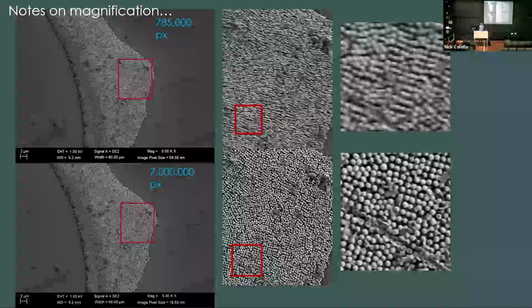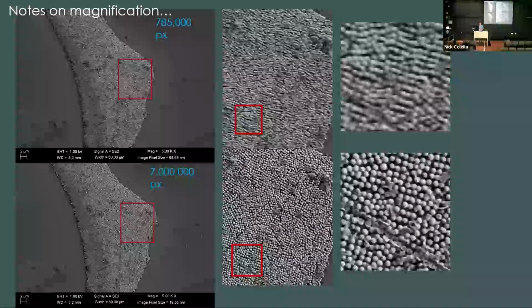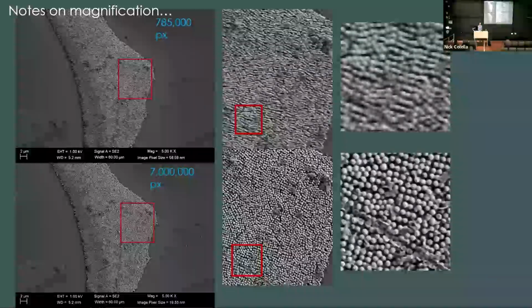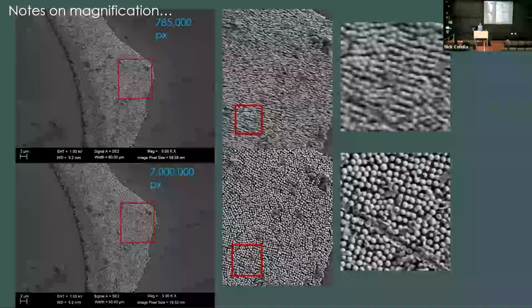But these are two different images taken at the same field of view, same magnification. These are both at 5,000 times magnification. But on the bottom, we've controlled it so that we have almost 10 times as many pixels creating the image, right? So it took us a lot longer to collect this, but I have so much more information as we zoom in on these gold nanoparticles, because the magnification has stayed the same, but the resolution of each pixel is so much better, about 3 times better. I'm able to gain a lot more resolution, a lot more information about this sample by doing that.